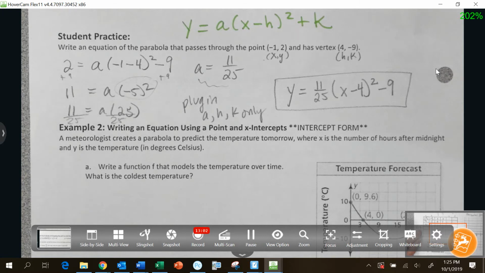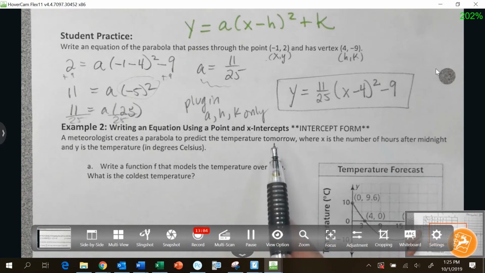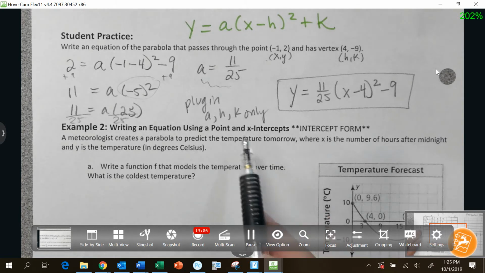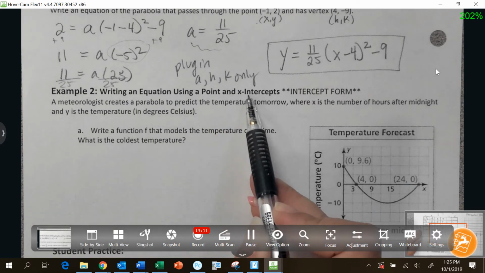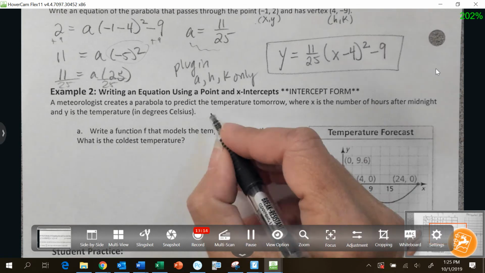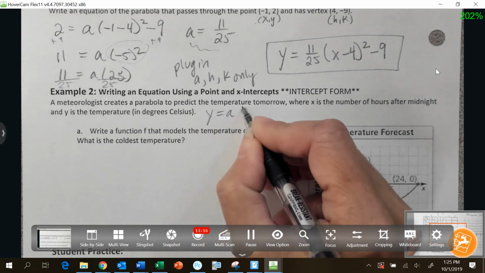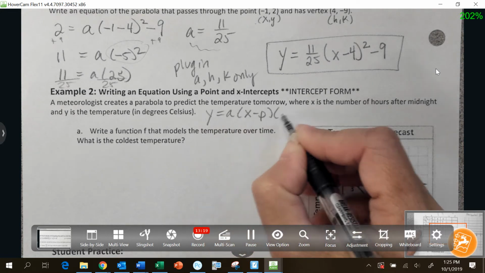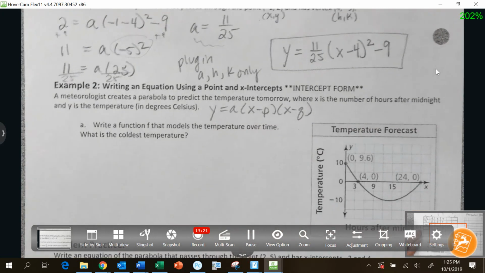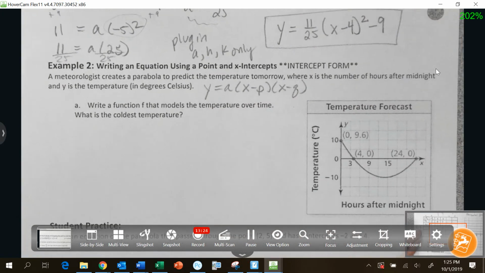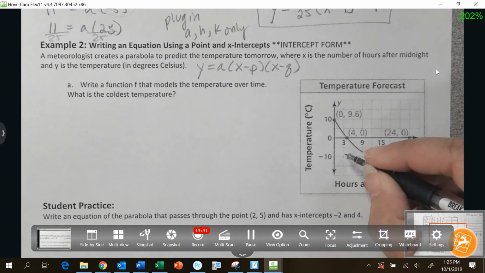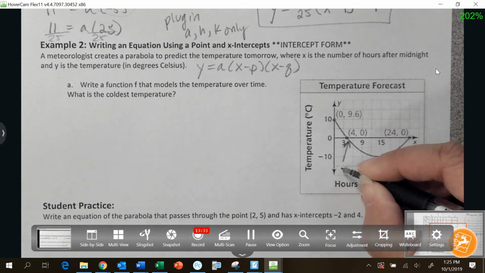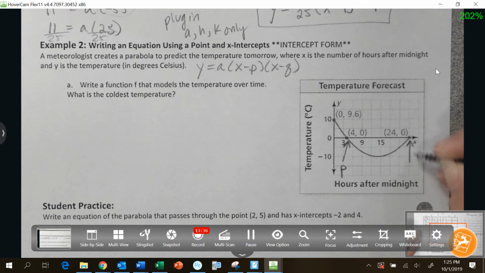Okay, the next example is we have intercept form. We're given a point and x-intercepts. So on the front, the intercept form is written like y equals a parenthesis x minus p and x minus q in parentheses like that. Where our p and our q would be the x-intercepts. So this first x-intercept here, I'm going to call p. And then that x-intercept there, I'm going to call q.